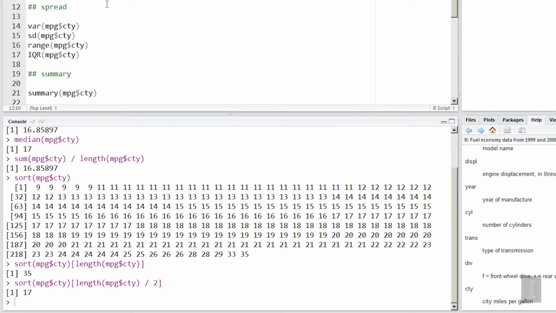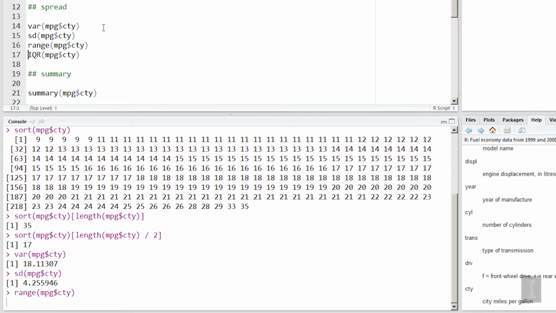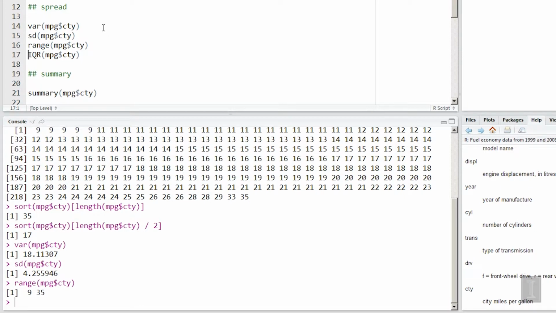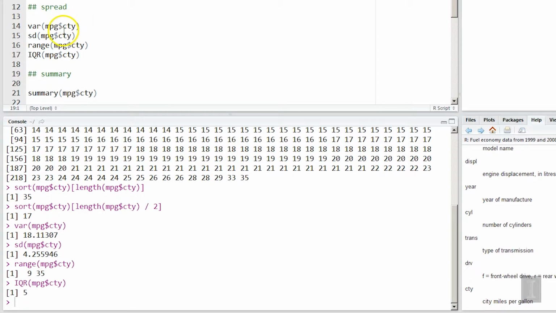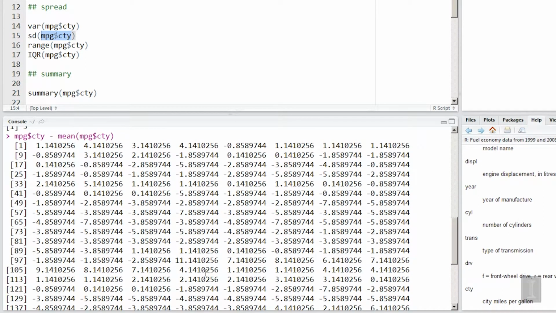We can move on to spread, and there are a number of ways to measure this. We could look at the variance, the standard deviation, the range, which is actually two numbers, the minimum and the maximum, and the IQR. So let's further talk about standard deviation and IQR. So the standard deviation, the name sort of tells us what's going on. It gives us more or less the average deviation. So first we should talk about a deviation, which is how far away each data point is from its mean. So these are the deviations here.